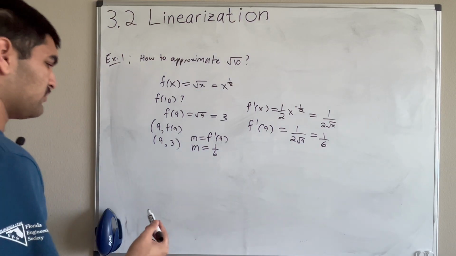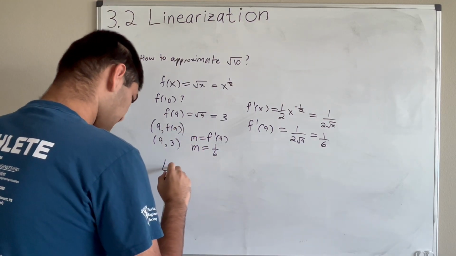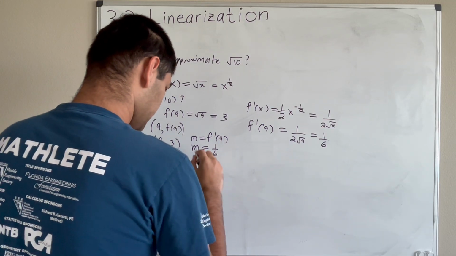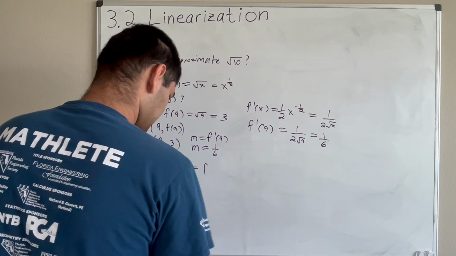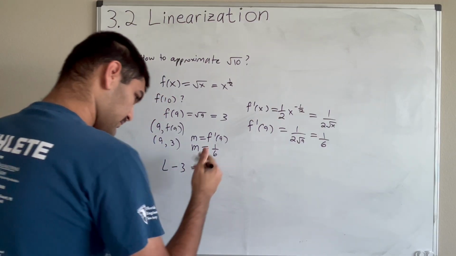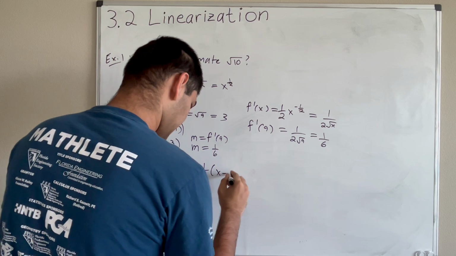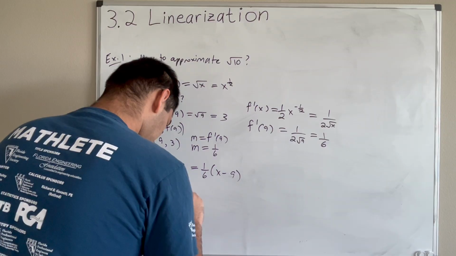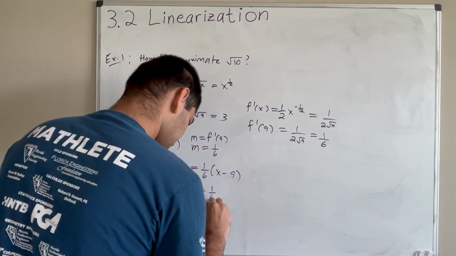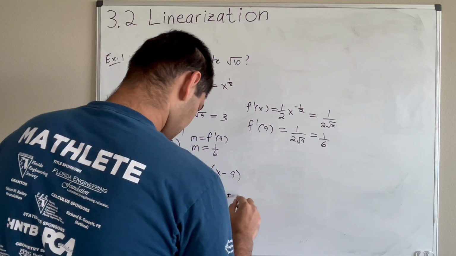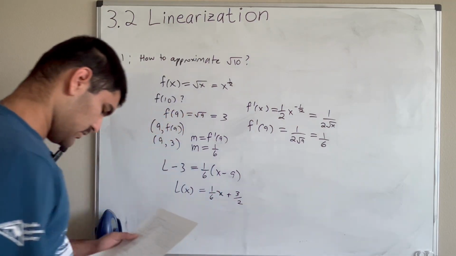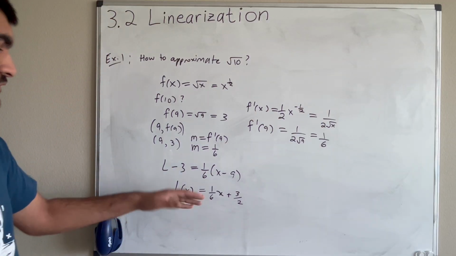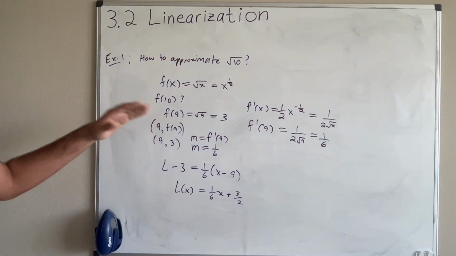Now we can use our linearization. We get that L minus f of 9, which is just 3, is equal to the slope, f prime of 9, which is 1/6, times x minus 9. Now solving for L of x, we get L of x is equal to 1/6 x plus 3 over 2. So now this is the equation of the tangent line of f at x equals 9.